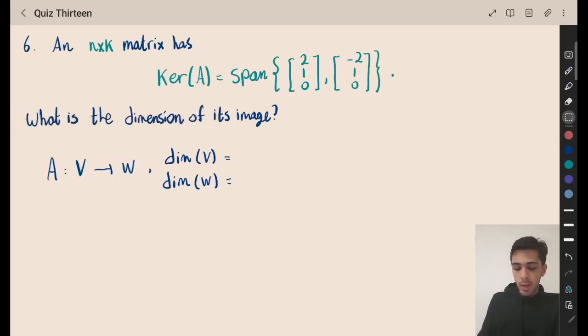Well, we know that A is n times k, so I'll tell you this for sure. If A is n times k, then A takes an n-dimensional vector and it returns a k-dimensional vector. So the dimension of the input is n, but at the same time it outputs a vector of length k, which is the length of the vectors in the new vector space, so to say. So this is good.